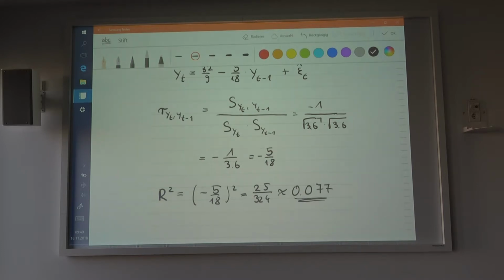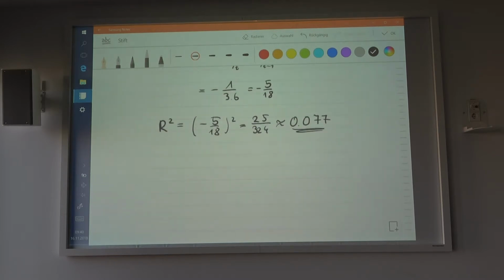You understand? Okay, so this means that approximately 7.7% of the variance of the dependent variable can be explained.